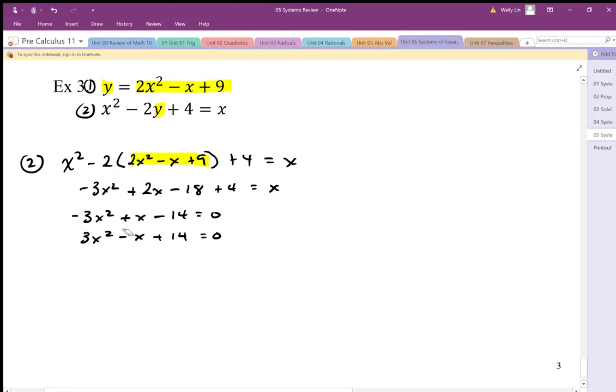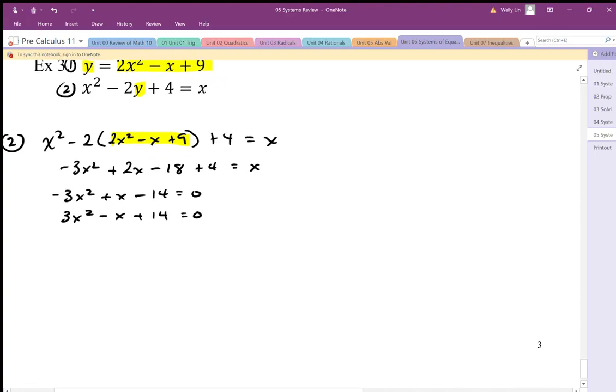I'm double checking my work here. So positive 18, negative 18, positive 4. Okay, so it looks like my algebra is correct. And again, it is very important to make sure that we are keeping this algebraically correct, because there's lots of things going on here.